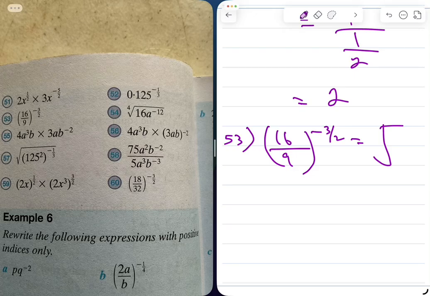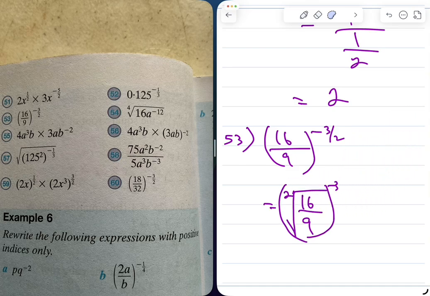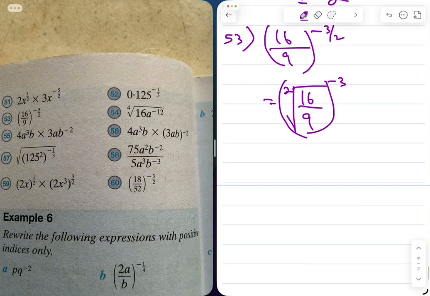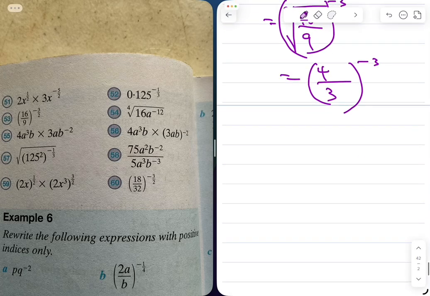This is the same as the square root of 16 over 9 raised to the power minus 3. The square root of 16 over 9 raised to the power minus 3 simply means the square root of 16 is 4, the square root of 9 is 3. That's 4 over 3 raised to the power minus 3.